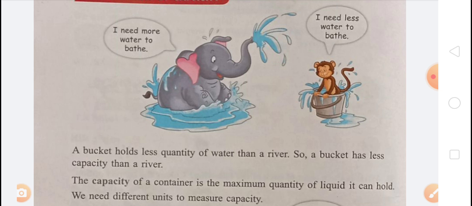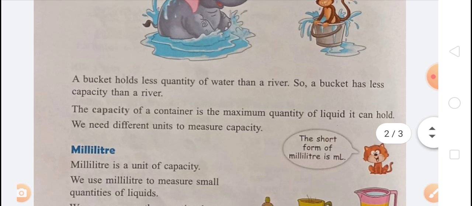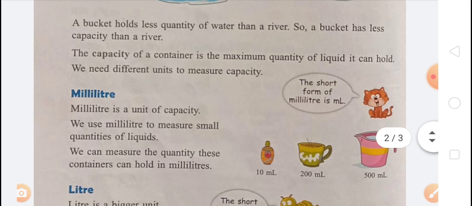What are these? Listen here. First there is a milliliter, and the short form of the milliliter is ml. M small and L capital. The spelling of milliliter is m-i-l-l-i-l-i-t-e-r. Milliliter is the unit of capacity.